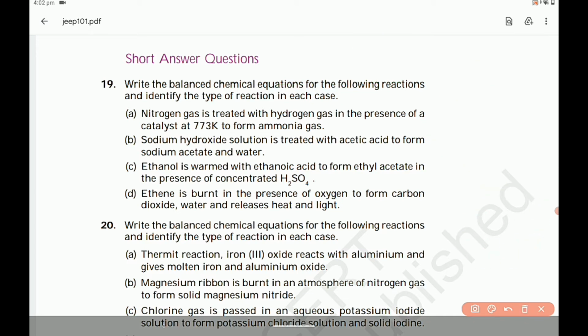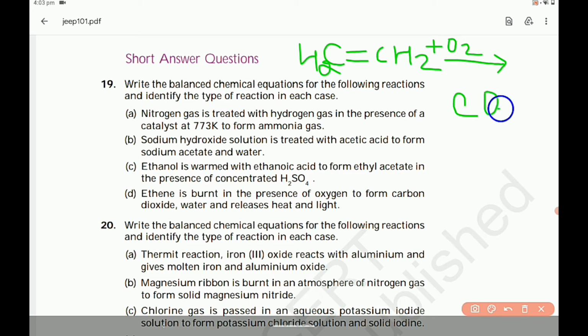Moving on, ethene is burnt in the presence of oxygen to form carbon dioxide, water and releases heat and light energy. So ethene is C double bond C, C2H4. Okay, so this C2H4 is burnt in the presence of oxygen, so you can write plus O2 to form carbon dioxide and water.